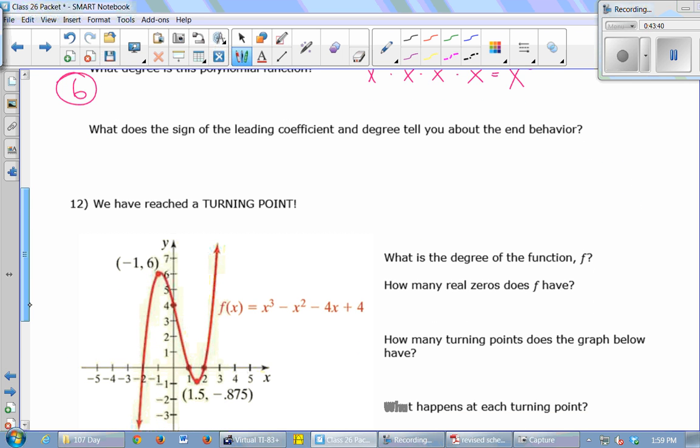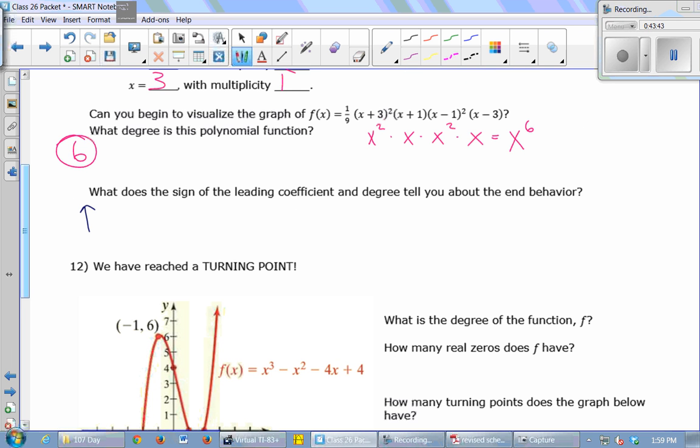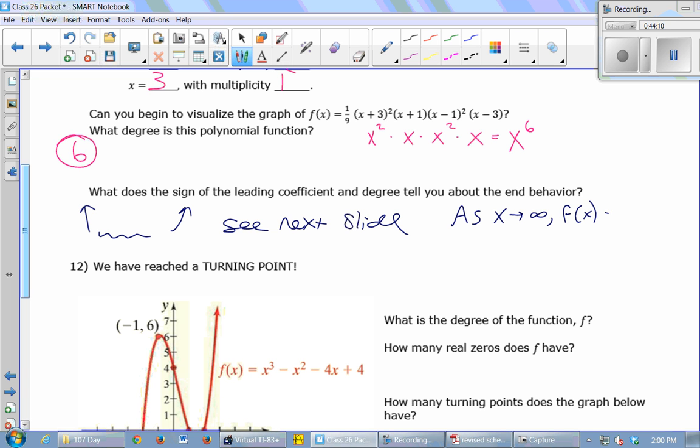So the sign and the leading coefficient tell me that the end behavior looks like this. Both arms up. Yes, I do also want you to be able to describe end behavior using this notation. And as x approaches -infinity, f of x approaches infinity.